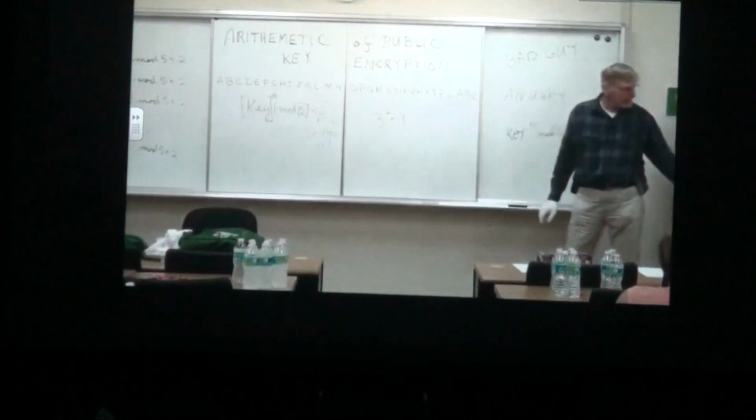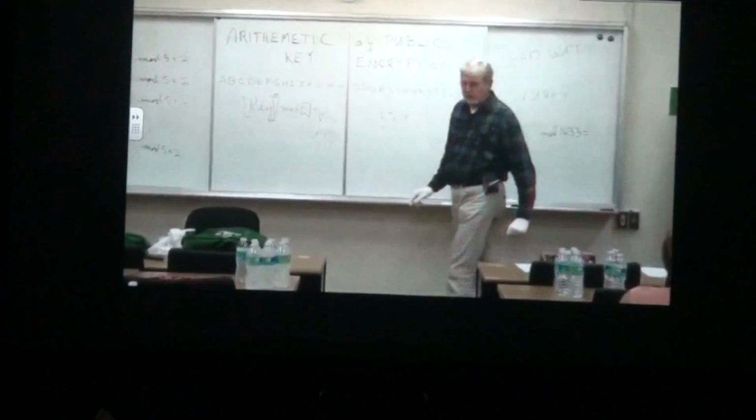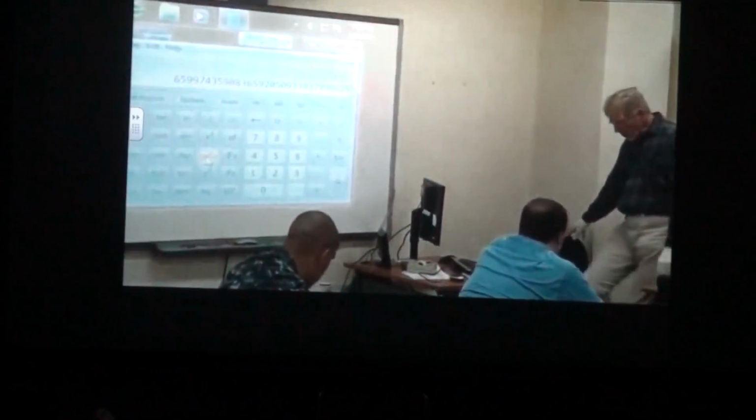So let's finish the encryption. You've taken 65 to the 17th power, so what's the next step? Mod what? 3233. Mod 3233 is 2790. 2790 becomes your encrypted key. So you send it out as a 2790.